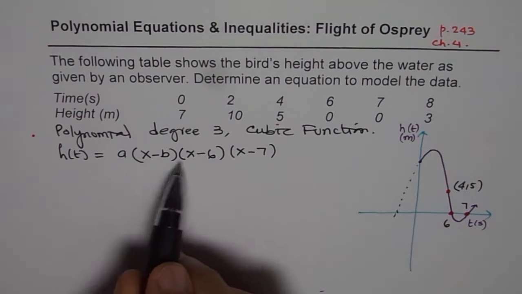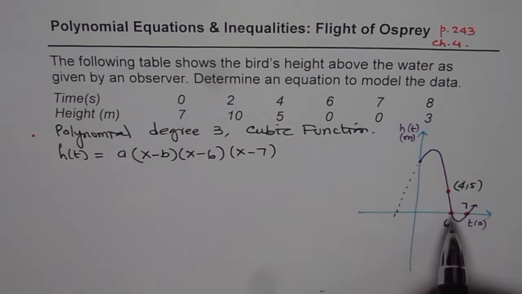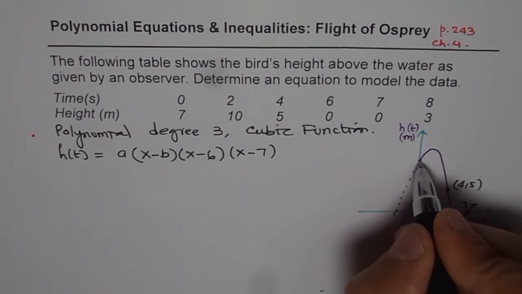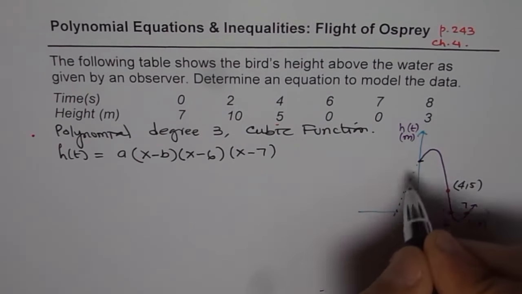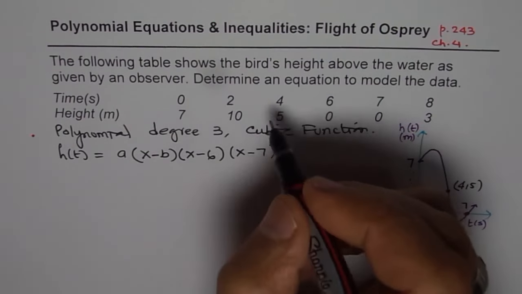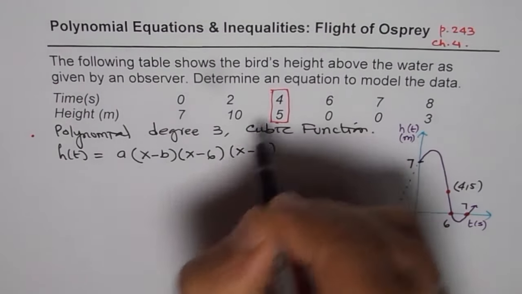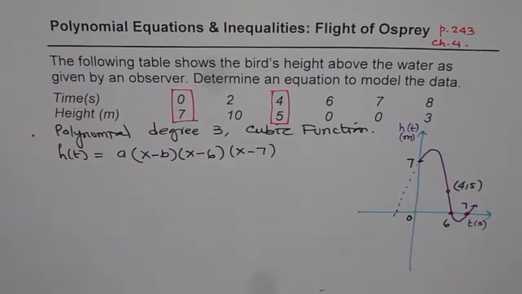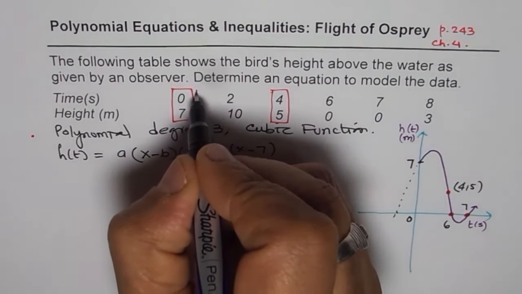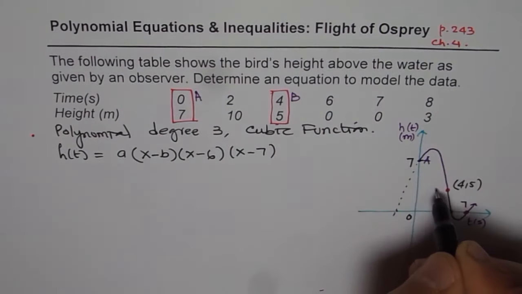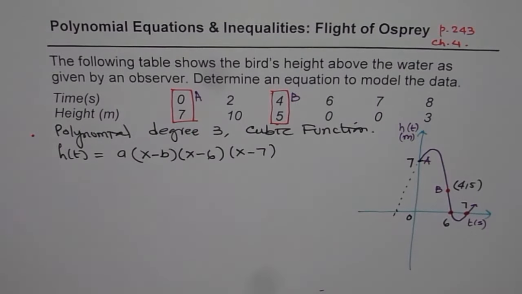Now, we can say, let this be the polynomial representing the data given to us. Correct? Now, to find the two variables a and b, we'll use the y-intercept, which at x equals 0, we have 7. And this point, 4 and 5. Correct? Let me highlight the points which we are going to use. This one and this one. Let me call these points A and B. Okay, so this is my point A and this is my point B. I've already used these two intercepts.